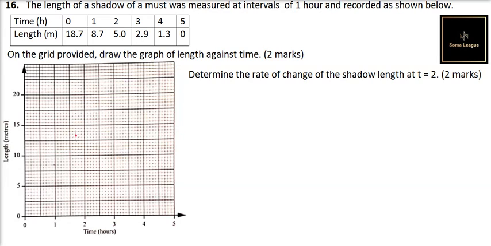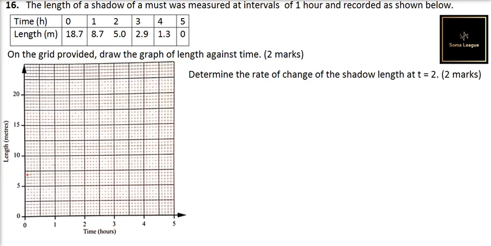Question number 16: we are told the length of a shadow of a mast was measured at intervals of 1 hour and recorded as shown below. So we have time 0 hour at the starting point, and the length was 18.7 meters. After 1 hour it was 8.7, and so on up to the fifth hour, when the length became 0. Looking at the grid provided, draw the graph of length against time, and you get 2 marks.